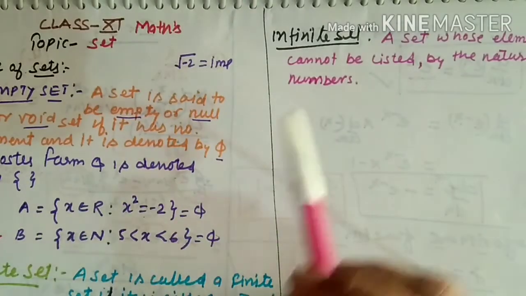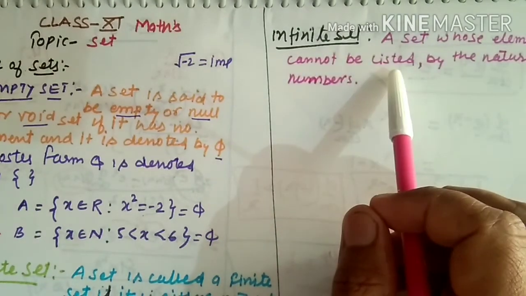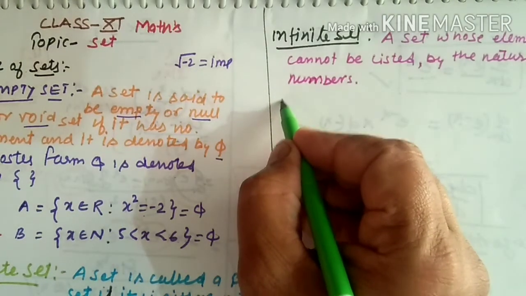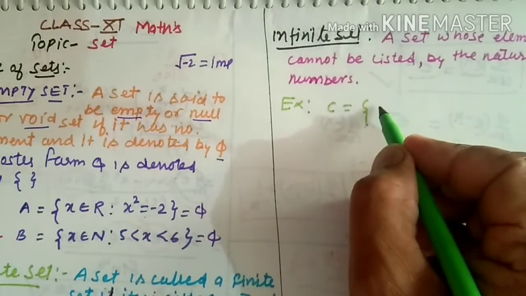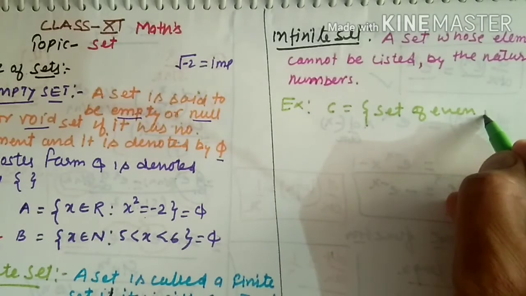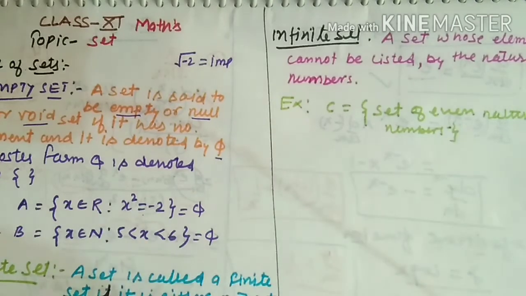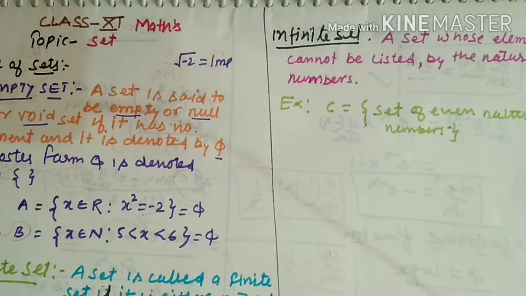Now next we will discuss infinite sets. An infinite set is a set whose elements cannot be listed, counted, or labeled. It is called an infinite set. Clear? So infinite set means a set whose number of elements cannot be counted. We can see it by an example: C is a set of even natural numbers. We know that there are infinitely many even natural numbers. Clear? So this set is an infinite set.